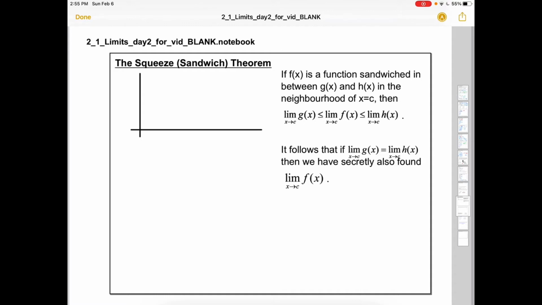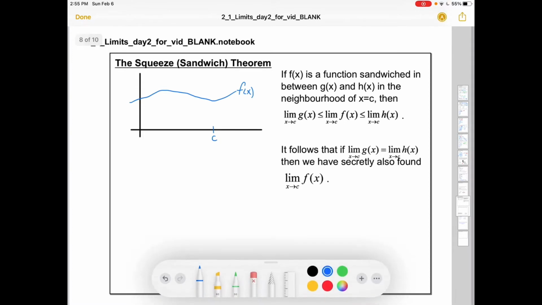So sometimes there are limits that are difficult to find. They're tough to track down. So if I had some function like f here, and let's just suppose that it was hard to find its limit at x equals c, or around x is c. And I had two easier functions that I could play with. Let's call one of them g of x. Let's call the other one just some random function h of x. And let's just imagine that they were, for some reason, easier to deal with.